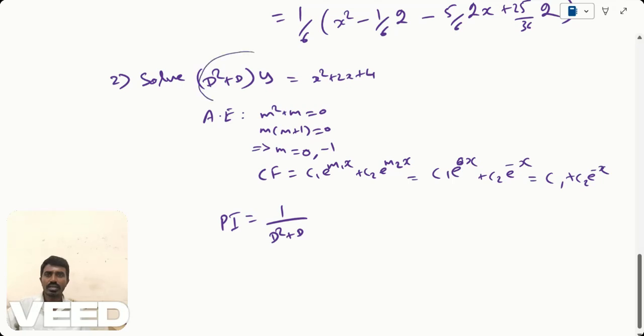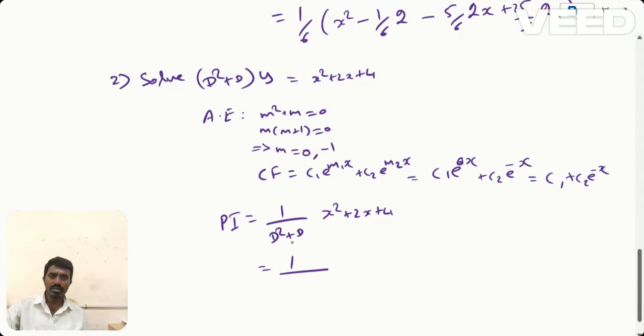PI equal to 1 divided by (d square plus d). Write the left hand side of the differential equation without y into x square plus 2x plus 4. So which is equal to 1 by, now here the constant is missing. So we need to write it in the form of 1 plus, okay, so that we can apply the binomial expansion. So d into (1 plus d) into x square plus 2x plus 4.